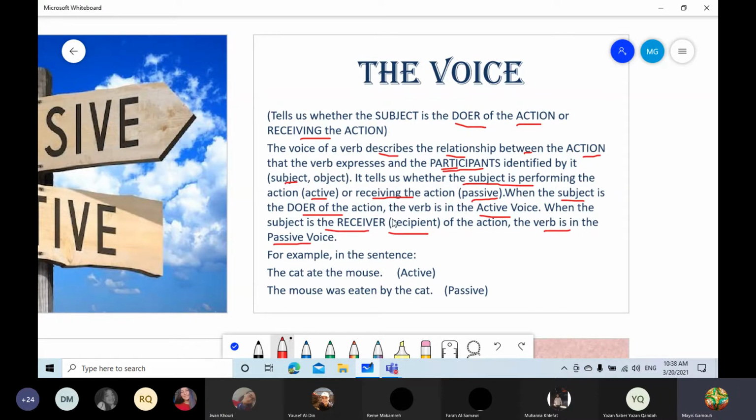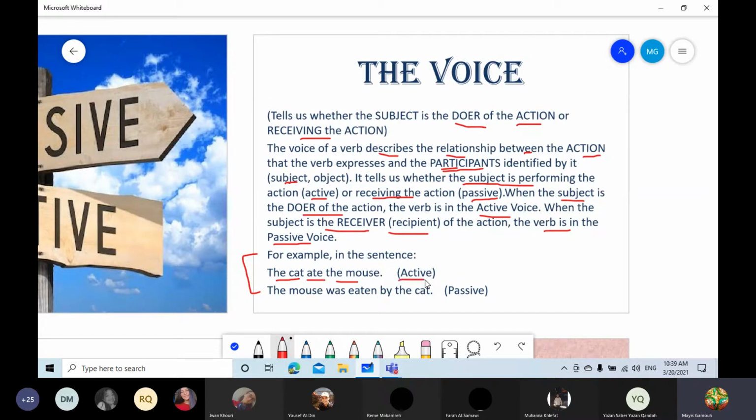So this is the difference between the active voice and the passive voice. Let's have our example in here in order to clarify what we just explained. For example, in that sentence, here we have the cat ate the mouse. If I want to say that the cat is our subject, ate is our verb or action, and the mouse is our object or the receiver of the action. So here we have subject, verb, object.